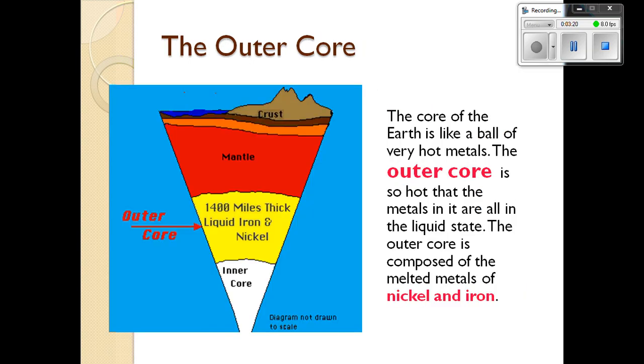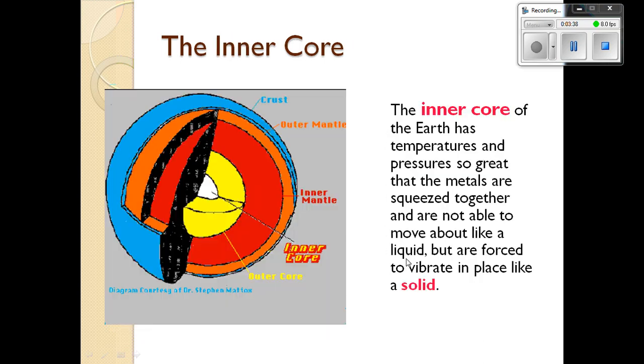For your outer core, the core of the Earth is like a ball of very hot metal. The outer core, right here, is so hot that the metals in it are all in the liquid state. The outer core is composed of the melted metal of nickel and iron. So right here, this yellow area.